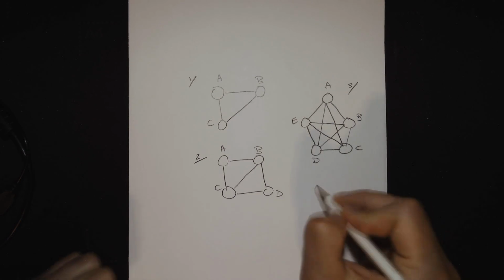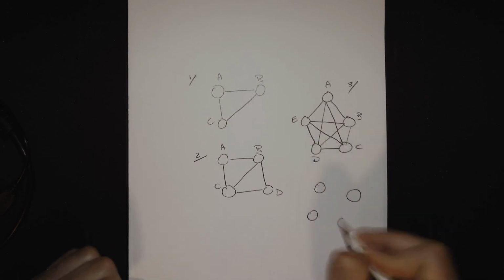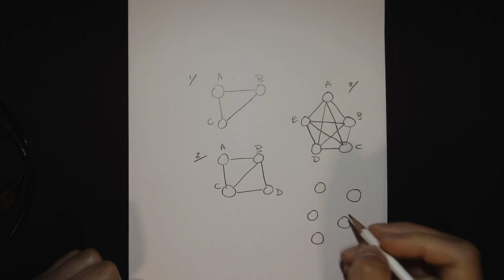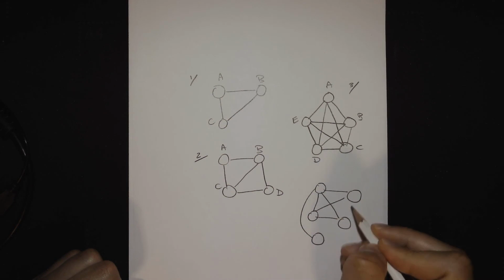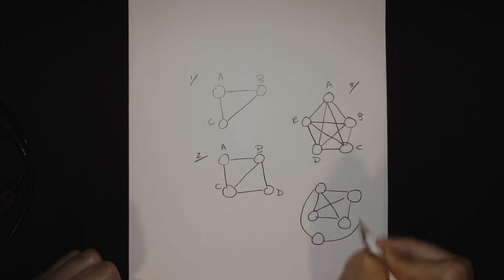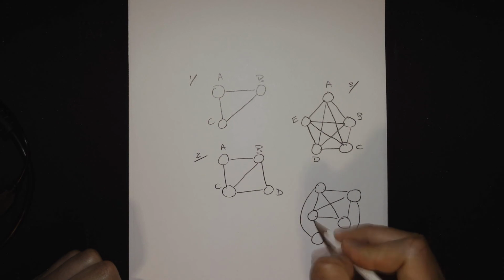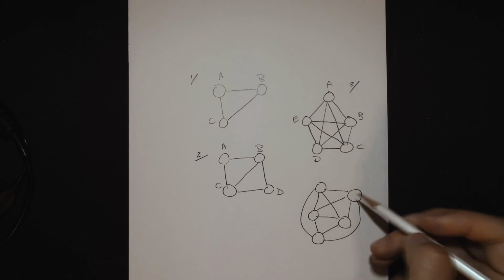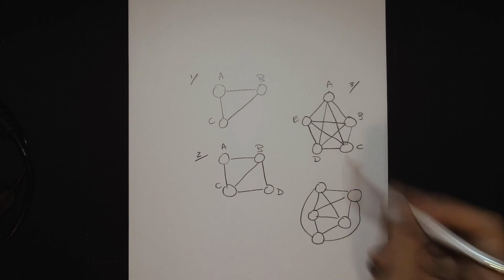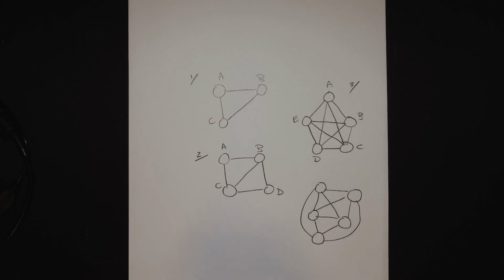Or you can just scatter the 5 vertices, and then connect them however you'd like, so long as they're all connected to one another directly via an edge. So that's perhaps another representation. And this representation represents the same graph.